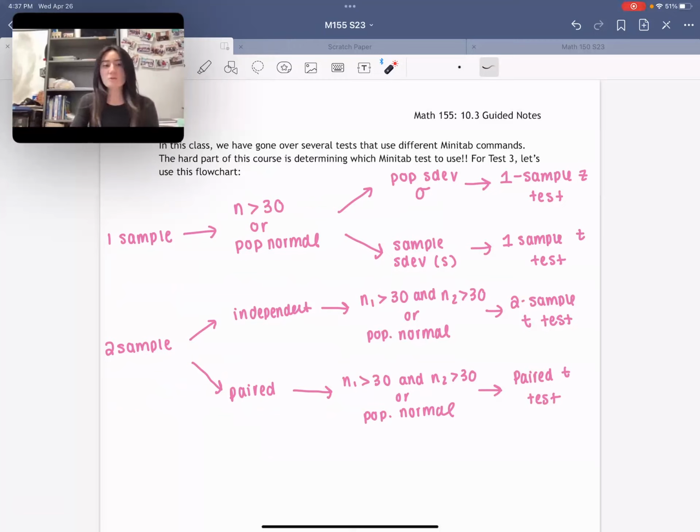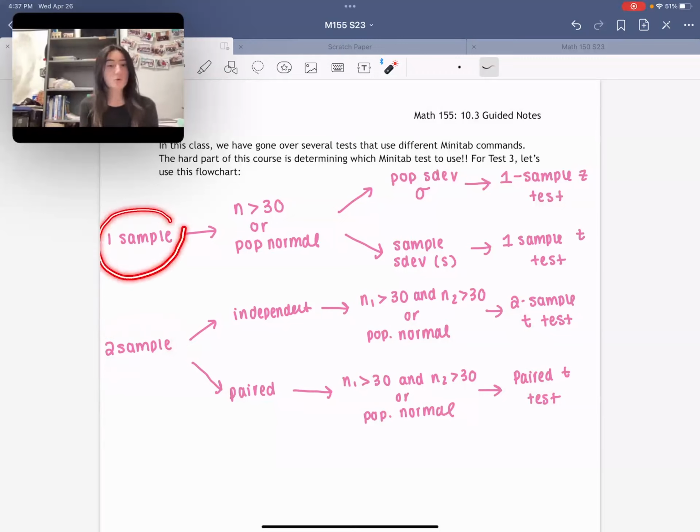I told you that next week on the exam, you're going to be given a problem. It's going to be a big paragraph and it's going to ask you a question, okay? And based on that question, the hardest part of that question is honestly determining which test on Minitab to use. So I said, first of all, you're going to decide if you're given one sample or two samples. I think that's pretty easy just by reading the question.